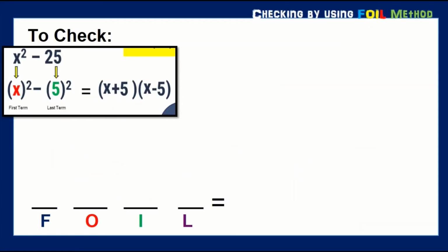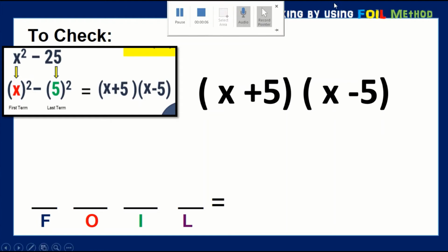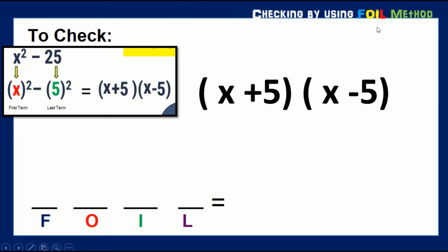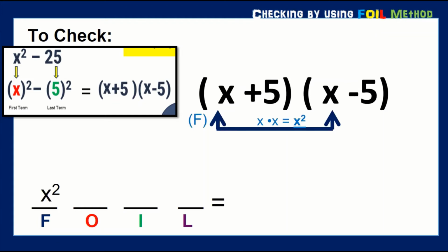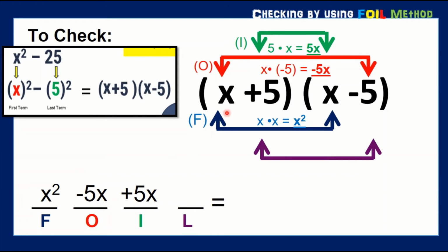To check if our answers are correct, x plus 5 and x minus 5, we are going to multiply those two factors using the FOIL method. First term, we have x times x, x squared. Outer terms, x times negative 5, negative 5x. Then inner terms, we have 5 times x, 5x. And then last terms, we have 5 times negative 5 equals negative 25.